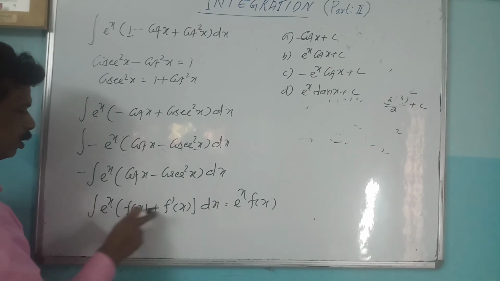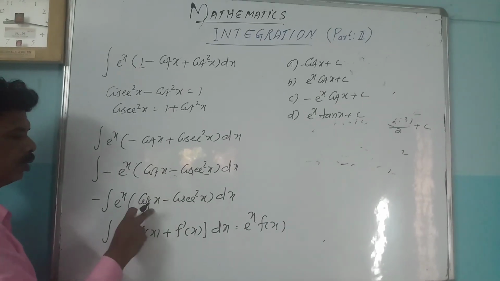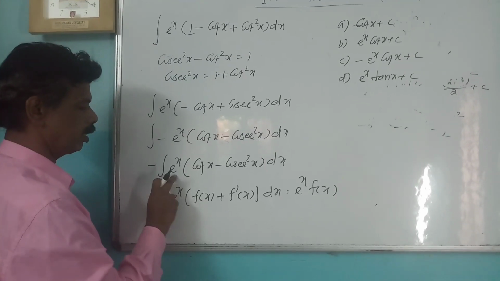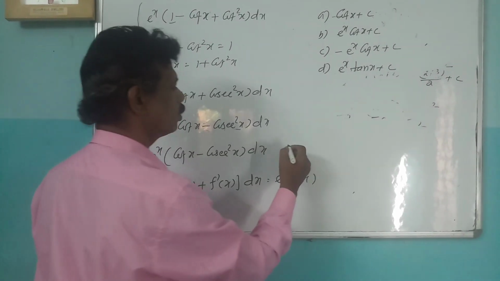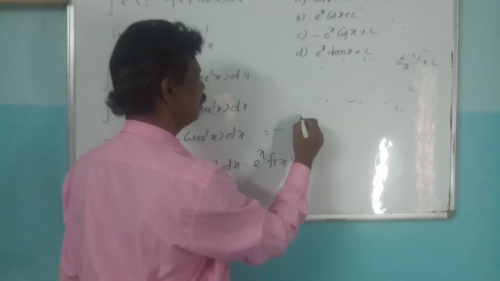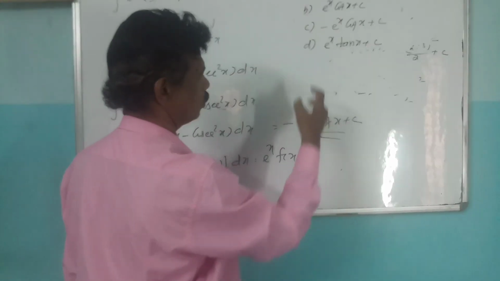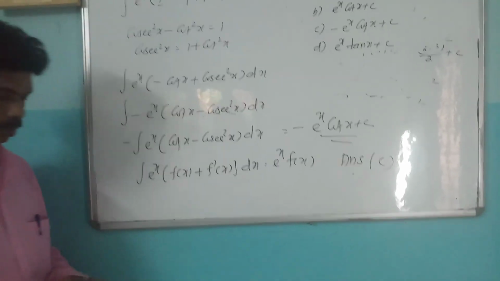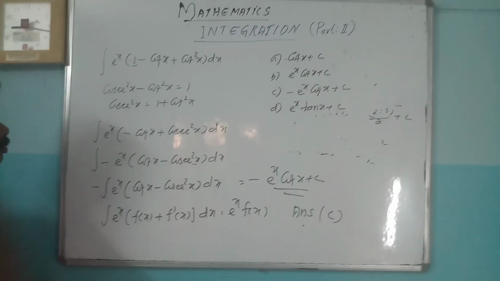Here f dash x is the derivative of f of x, and the derivative of cot x is equal to minus cosec square x. Therefore, this answer is equal to e raised to x f of x, e raised to x cot x, and the minus is outside. So we can write this answer as minus e raised to x cot x plus c. That is, our answer is choice c. Answer c. Okay. Ready? Yes.